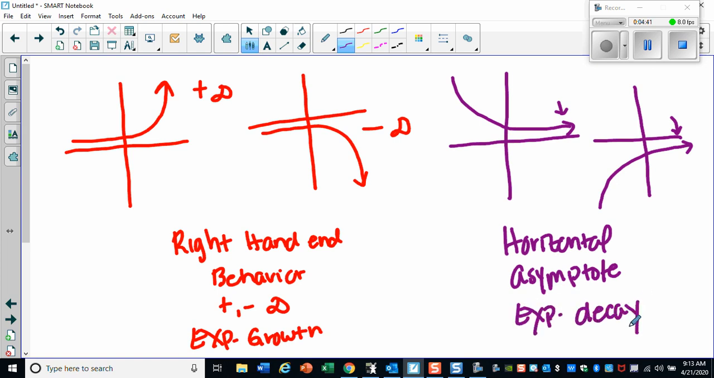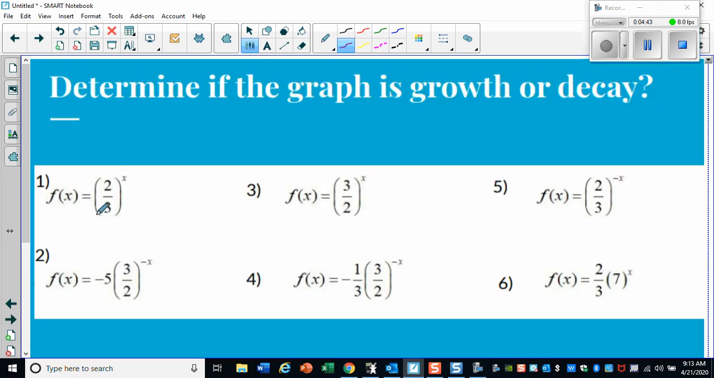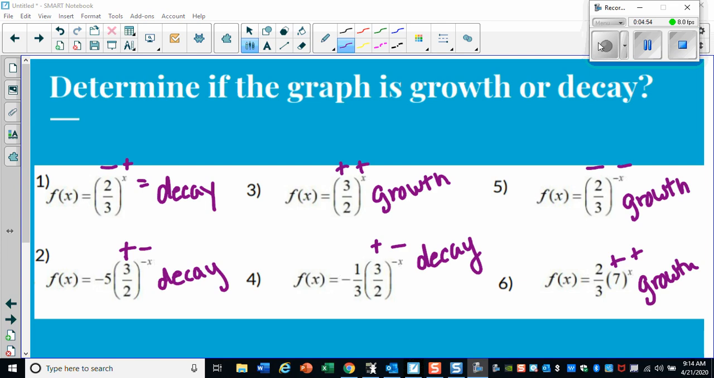If you'd like a little bit of practice, take a minute and determine if each of the graphs is exponential growth or decay. You can pause this, try it using either method, and then come back and check your answer.